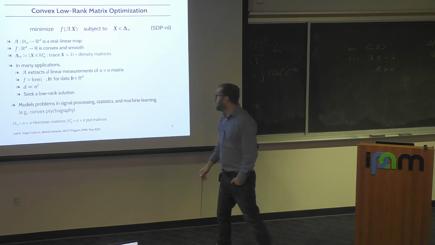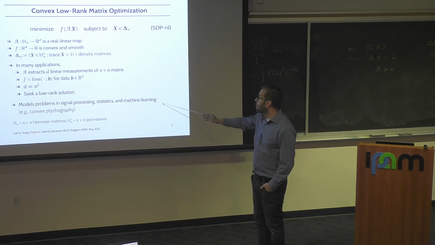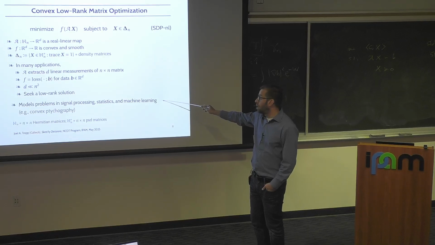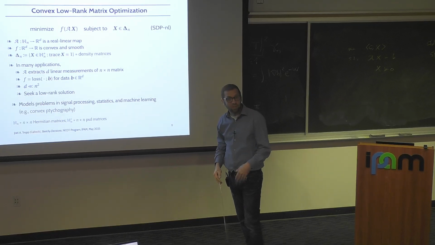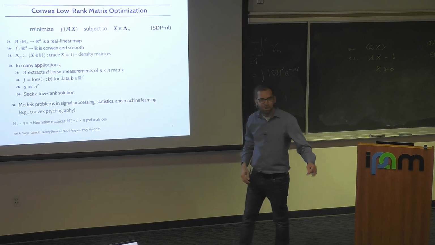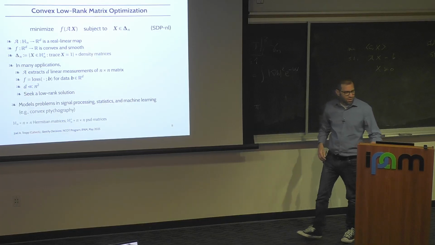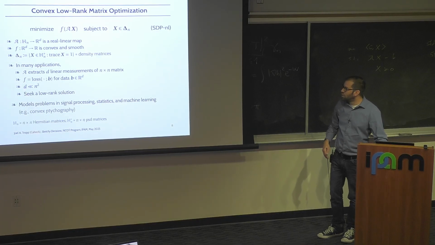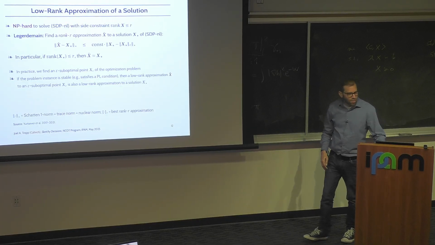Okay. Now, as we saw before, this models problems in signal processing like the Fourier ptychography. It also comes up in statistics and machine learning. This was the old machine learning before the new machine learning, where people optimize things. So this is a ubiquitous problem.